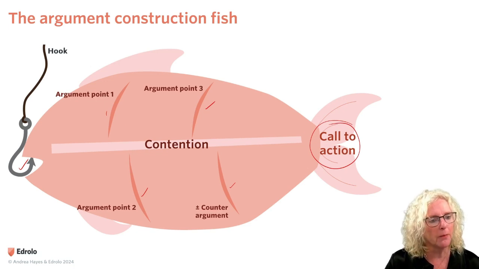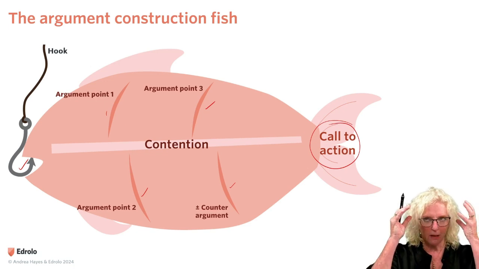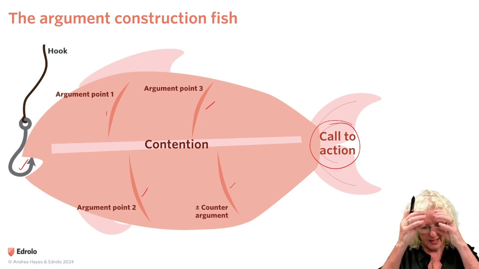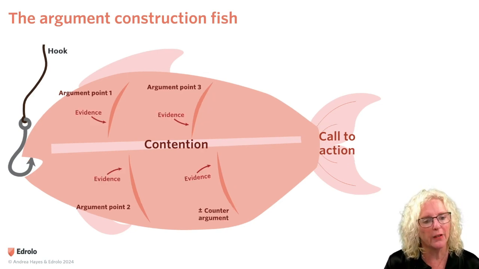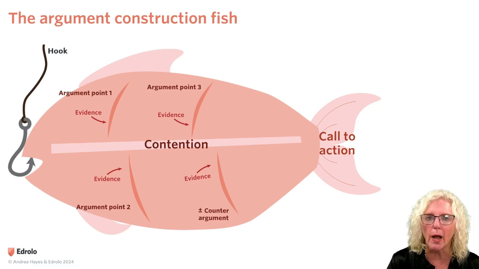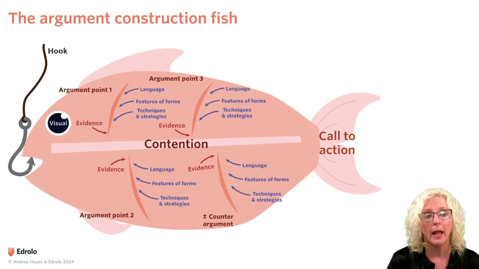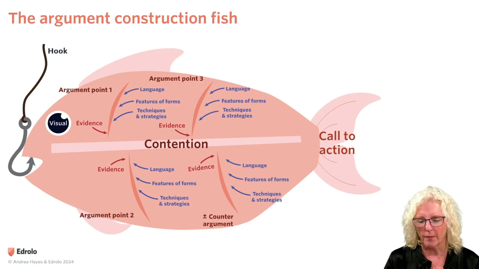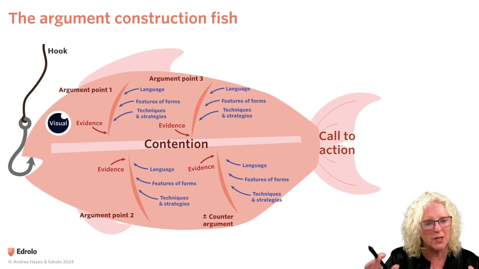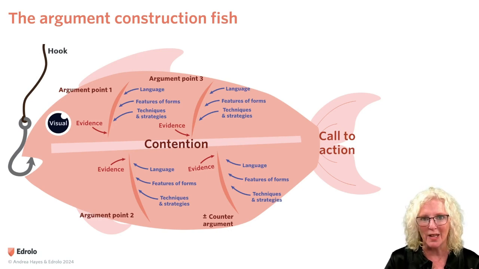Now we can add a bit more. Once an author has organised their purpose, their contention, their argument points, their hook, then they flesh it out. So we need evidence. We need evidence to support argument points. All authors need evidence to help it to be more convincing. And then once you've got your evidence, you can organise the features of forms, the techniques and strategies. These are the persuasive, the figurative language, the emotive language. You've also got formal language, jargon, all those sorts of things that will be addressed also in this section.